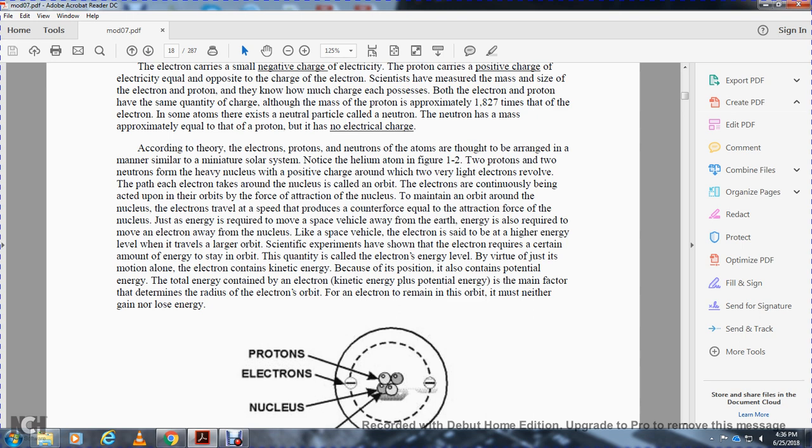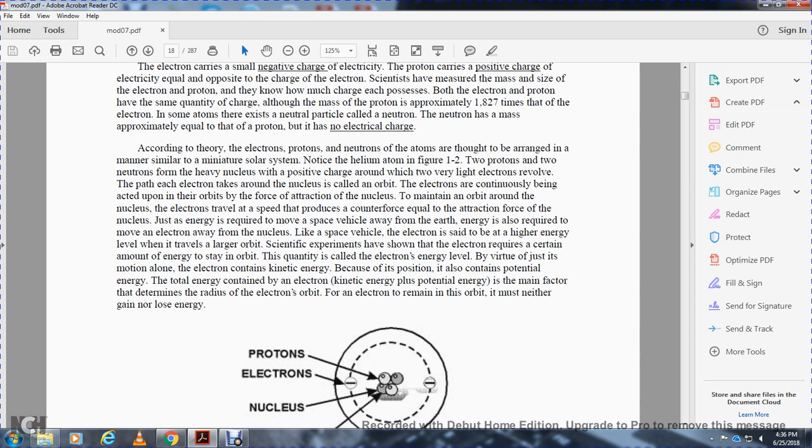Just as energy is required to move a space vehicle away from the Earth, energy is required to move an electron away from the nucleus. Like the space vehicle, the electron is said to have a higher energy level when it travels in a larger orbit. Since scientific experiments have shown that the electron requires a certain amount of energy to stay in its orbit, this is called the electron's energy level.